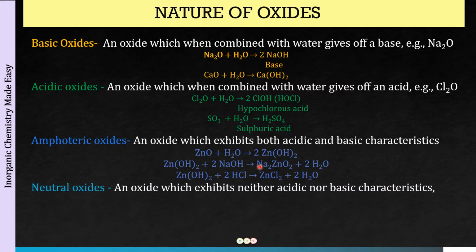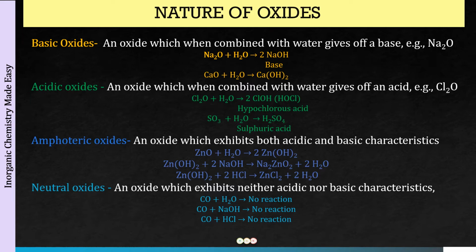The next we have is neutral oxide. So a neutral oxide exhibits neither acidic nor basic characters. Okay, so for example, we have carbon monoxide. When we add water to it, there is no reaction taking place, no compound is formed. Similarly, when you add NaOH to carbon monoxide, no reaction takes place, and when you add HCl to it, also no reaction takes place. So a neutral oxide does not form any compound with water, does not react with acid, and does not react with base. It is neutral. Okay, so these are the four types we have.